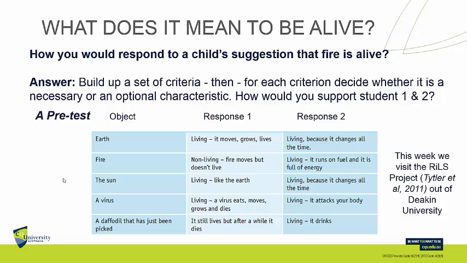So here's a little example, a pretest, something we do. When you're looking, for instance, at the 5 E's or POE, one of the first things you do is go in and ground existing knowledge. You locate the students. Here we've got a range of objects: the earth, fire, the sun, a virus, a daffodil. Student number 1 says the earth is living, it moves, it grows. Student number 2 responds because it's changing. Fire is non-living according to student 1, while student number 2 says it's living because it runs on fuel and it's full of energy.